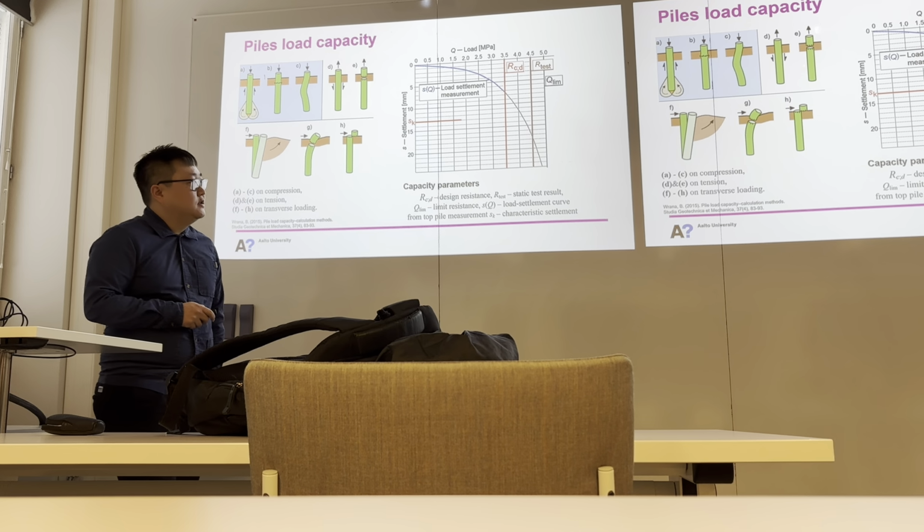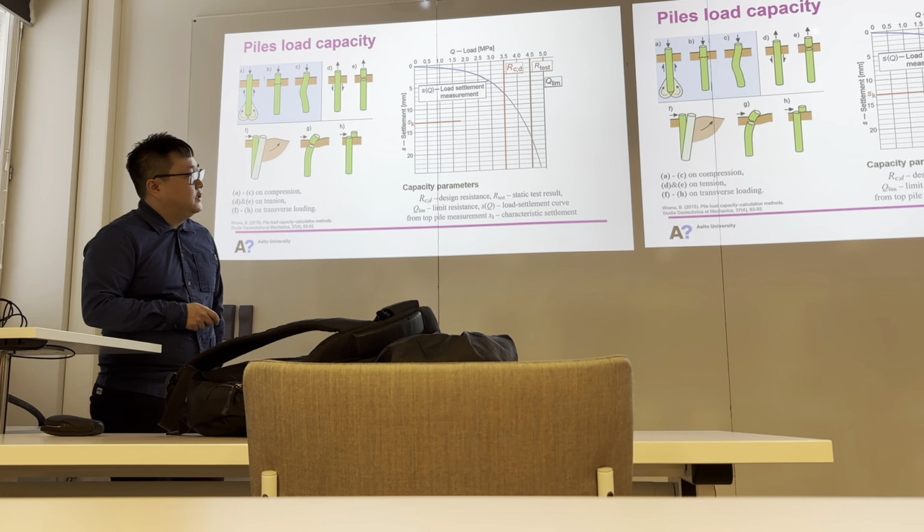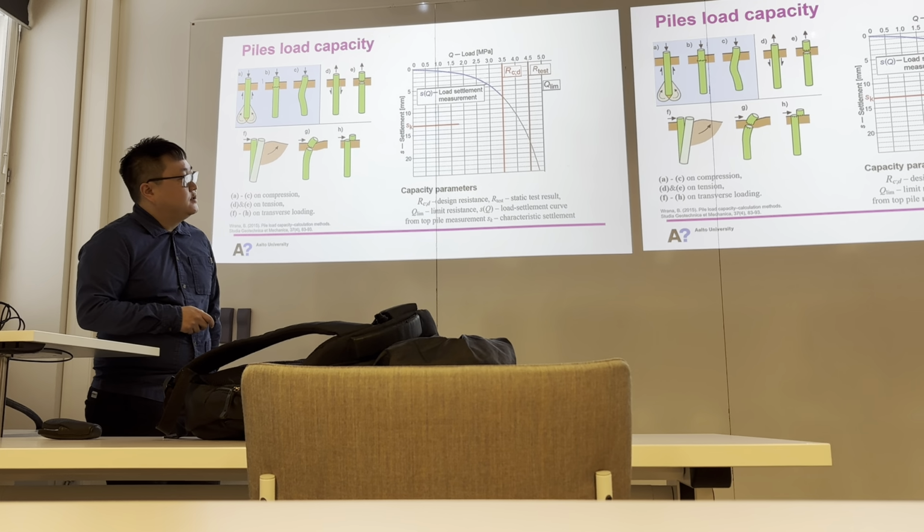This picture shows a good example of some parameters used in static load testing. This is the design resistance based on the standard, and this is the testing result. If we take a lot of tests and then take, for example, the average of the testing results, maybe it's closer to this one. And Q limit is the limit resistance, which is the upper bound of the design resistance we use.